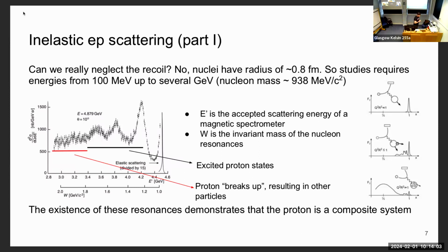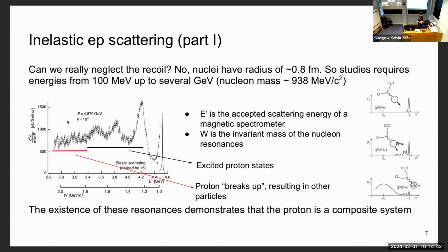So people started plotting these distributions on the left hand side. You have the E prime on the x-axis, which is the accepted scattering energy in a spectrometer, which has been put at 10 degrees angle theta. I know it's very small here, but perhaps you can read this label here. And we're using 4.9 GeV electrons to scatter off the proton. And on the y-axis, you have the differential cross section.